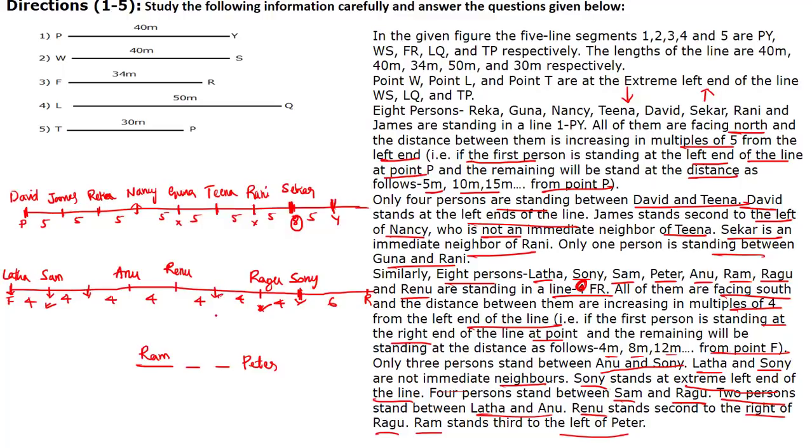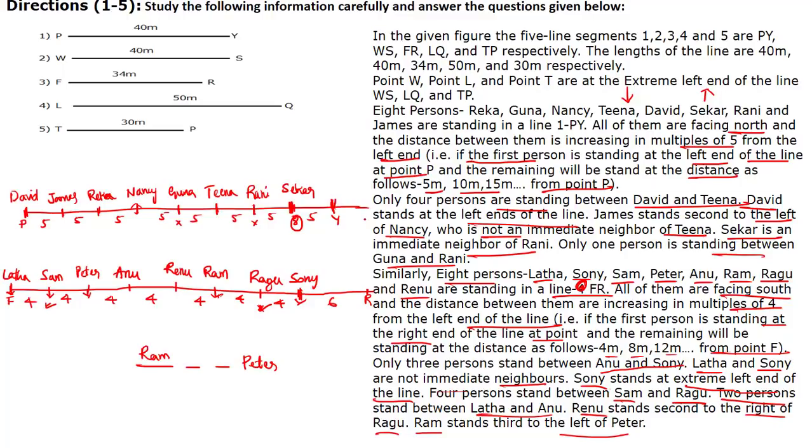If Peter is placed here, then because Peter is facing south, this person's third left would be 1, 2, and there is no person standing here. Therefore we cannot place Peter here. Only one possibility: Peter has to be here. Peter's third left is 1, 2, 3, so Ram has to be at this particular place. This is the final arrangement we get, so you need to understand that.